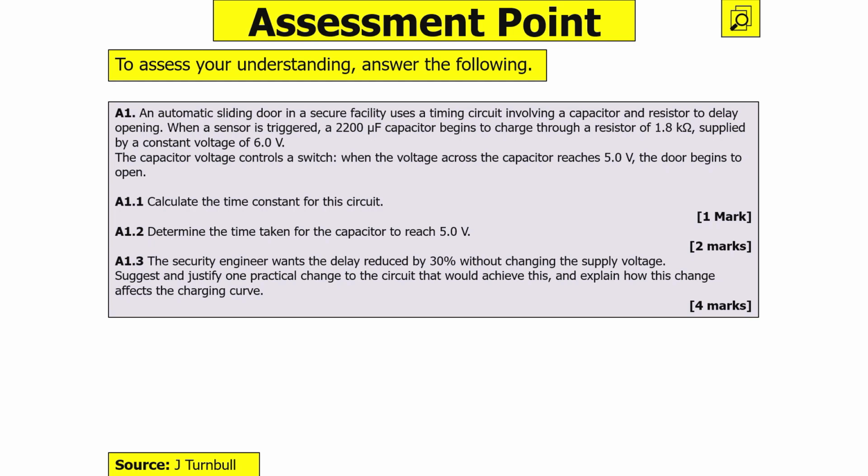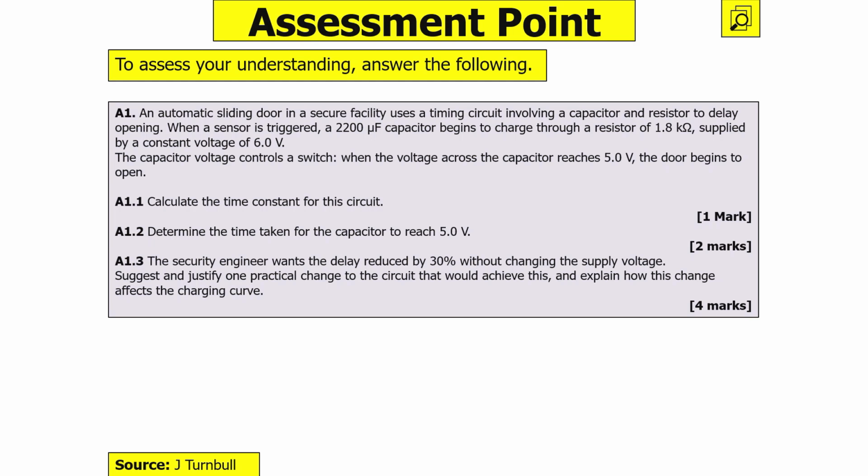Calculate the time constant for this circuit. Determine the time taken for the capacitor to reach 5 volts. Then the security engineer wants the delay reduced by 30% without changing the supply voltage. Suggest and justify one practical change to the circuit that would achieve this, and explain how this change affects our charging curve. So, pause the video now, then unpause the video when you want to go through your answer.